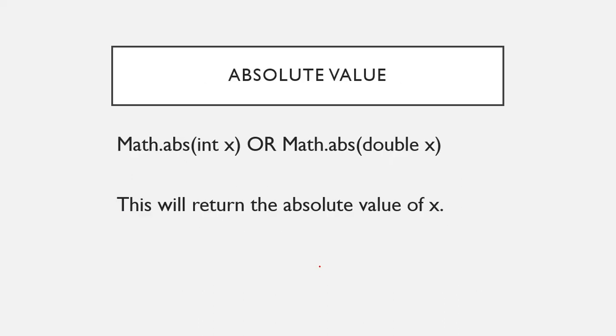First one is the absolute value method. So it's going to be capital M Math.abs, A-B-S, and then you have two options. You can either use one with int x or a double. So this is going to return the absolute value of that value. So let's say that someone types in a negative number and you want to get the positive version. That would allow you to do absolute value. So this is always going to return the positive value of x. Okay?